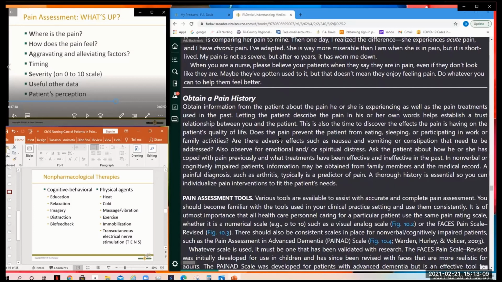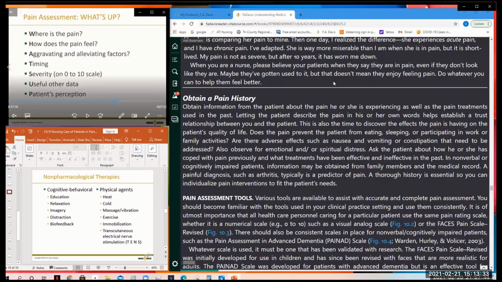Obtain a pain history. Obtain information from the patient about the pain he or she is experiencing, as well as the pain treatments used in the past. Letting the patient describe the pain in his or her own words helps establish a trust relationship between you and the patient.